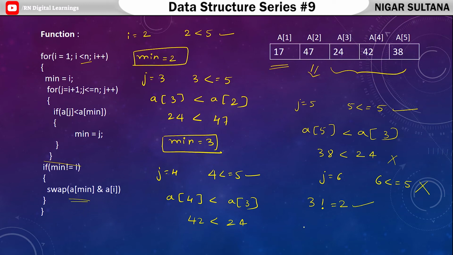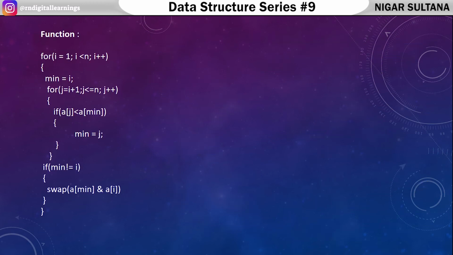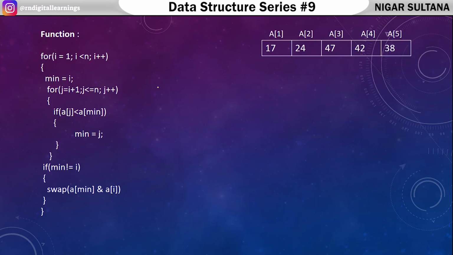What is A of min? Min is 3. A of 3 and A of I. I is 2. A of 2. A of 3 is 24 and A of 2 is 47. I must swap this 24 and 47. Now my second smaller element, that is 24, will be kept at the second position. Increment the value of I as soon as we finish this if condition.